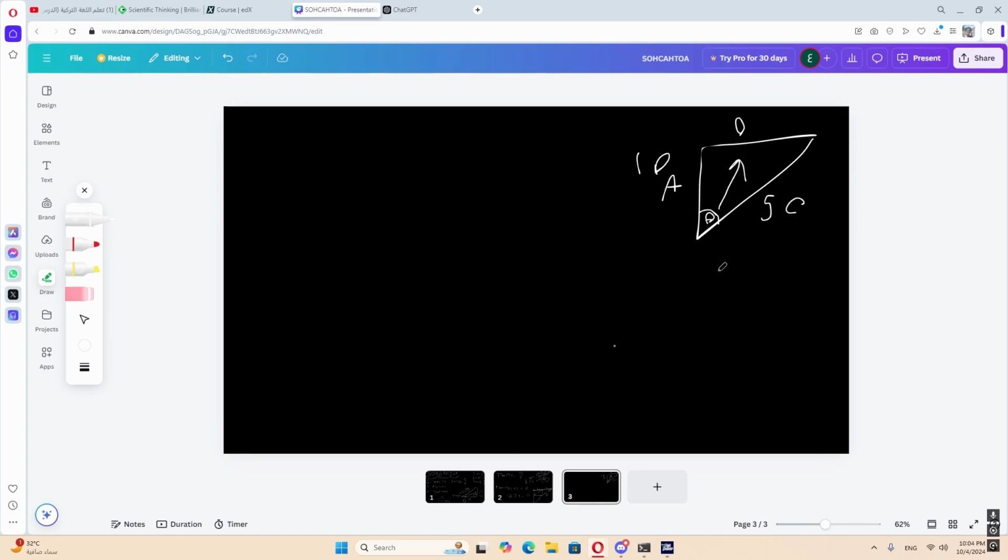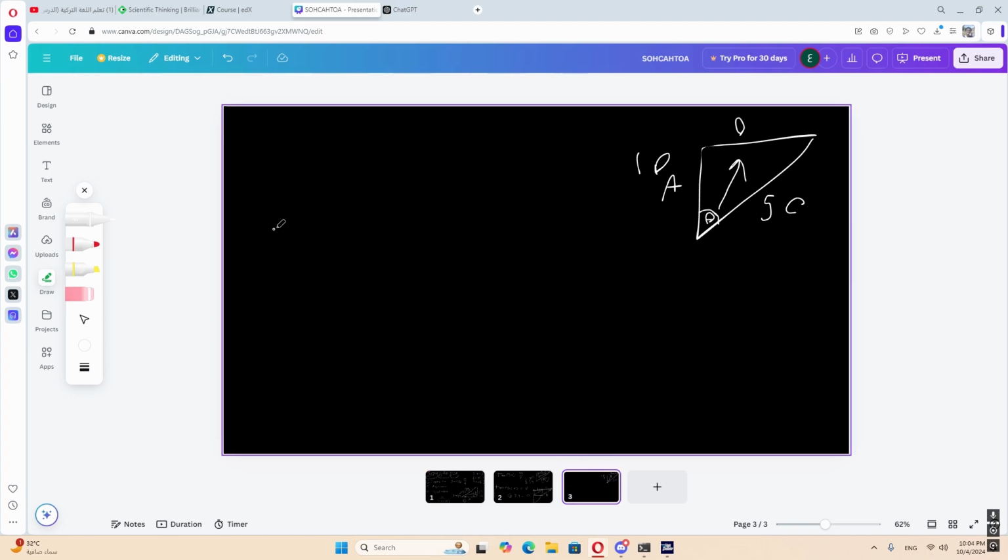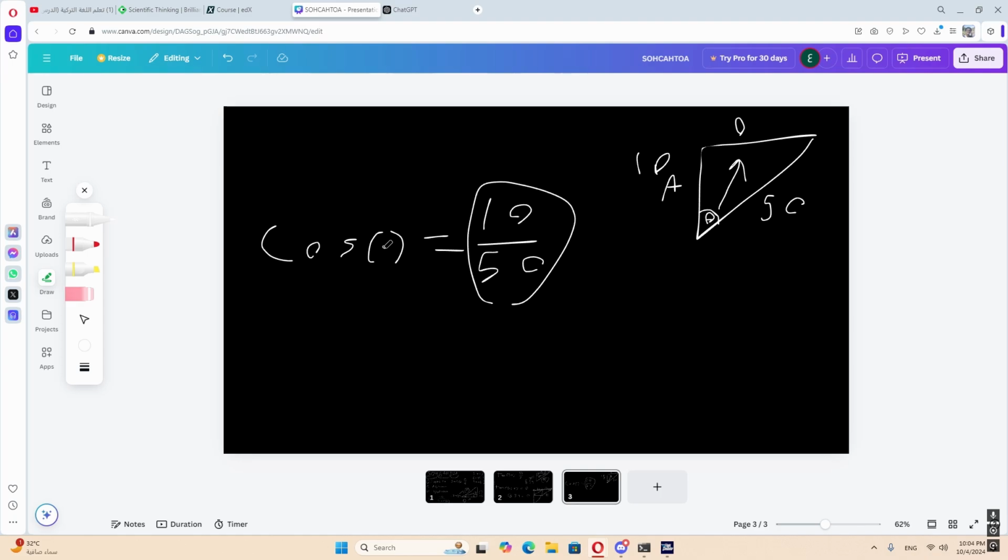We could use, let's see which formula we could use. A and H. CAH, cosine equals adjacent over H. So cosine theta equals 10 over 50. So how do you solve this? What we could do is simply put 10 over 50 inside here.